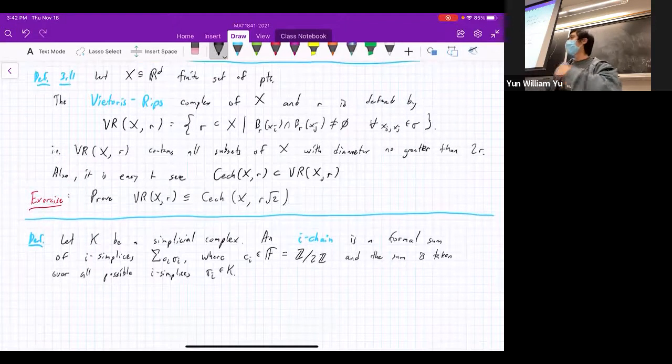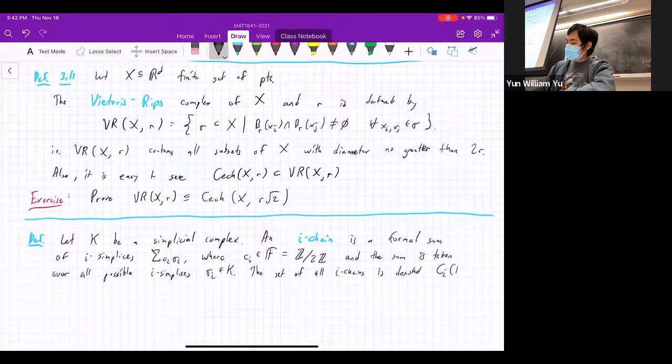But yeah, so here we have a formal sum, which just means that we're adding them together, but they don't mean anything. We'll think of this as a vector space in a little bit. And the set of all i-chains is denoted C_i of K.